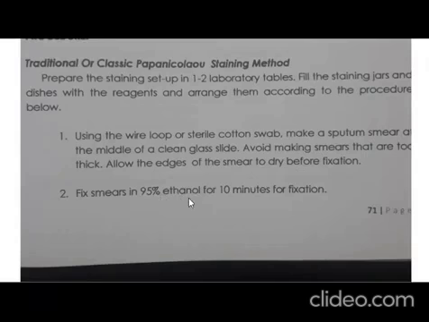And then after it dries, you're going to fix the smear in 95% ethanol. There is no ratio here. As long as the smear on the slide is immersed, that's okay. Why? Because we're not talking about tissue blocks here anymore. So it's a smear. So immerse that one for 10 minutes in 95% ethanol.